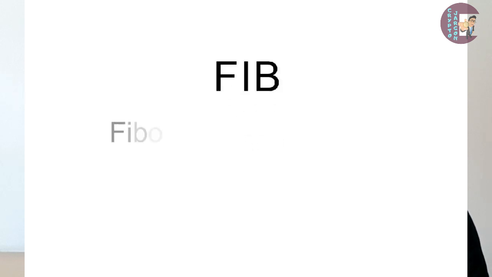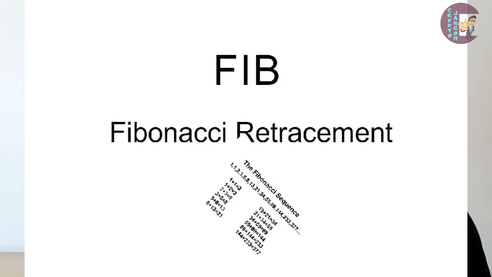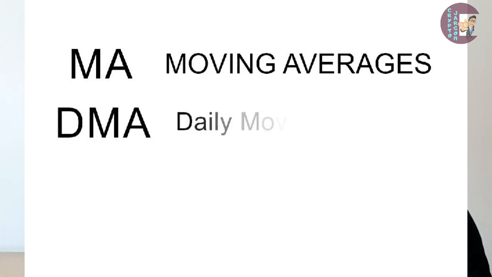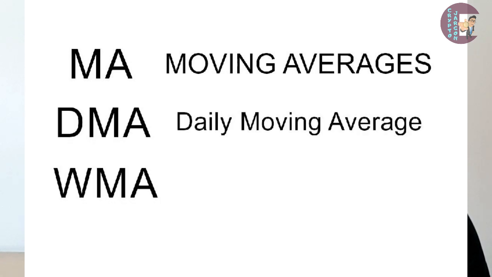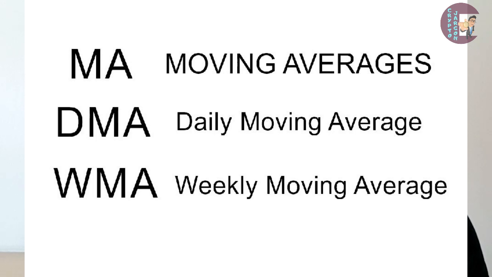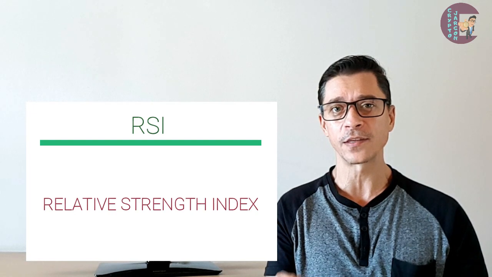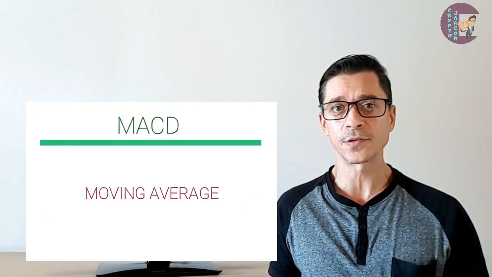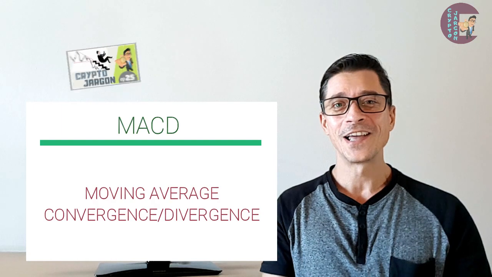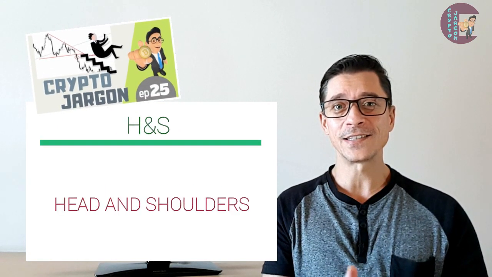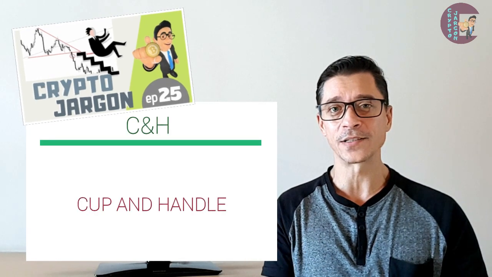FIB is short for Fibonacci retracement level, which was also explained in the other episode of Crypto Jargon. Make sure that you catch it. MAs are moving averages. These are indicators used in charting. DMA is the daily moving average. WMA is the weekly moving average. RSI is another indicator called relative strength index. MACD is also an indicator explained in another episode, as well as HNS, which is head and shoulders pattern, and the CNH, which is the cap and handle pattern.